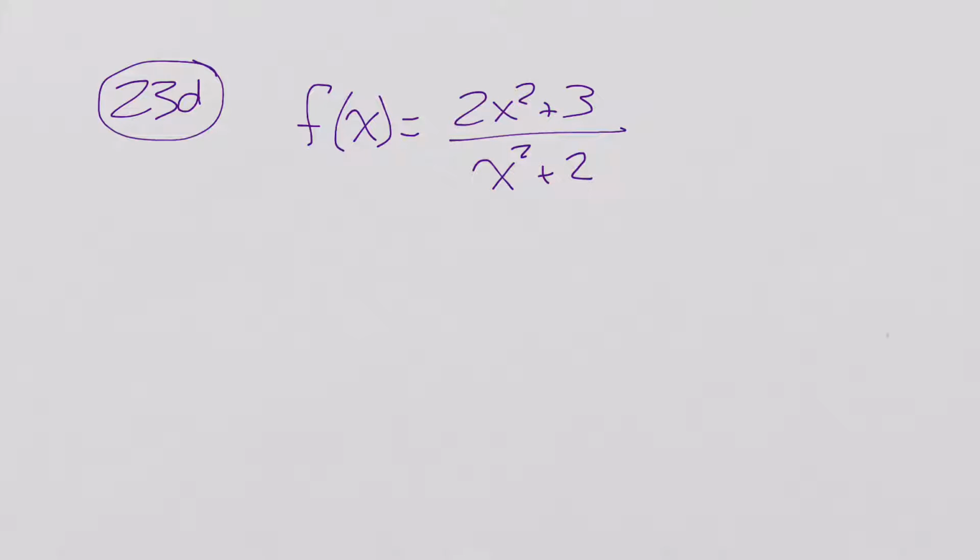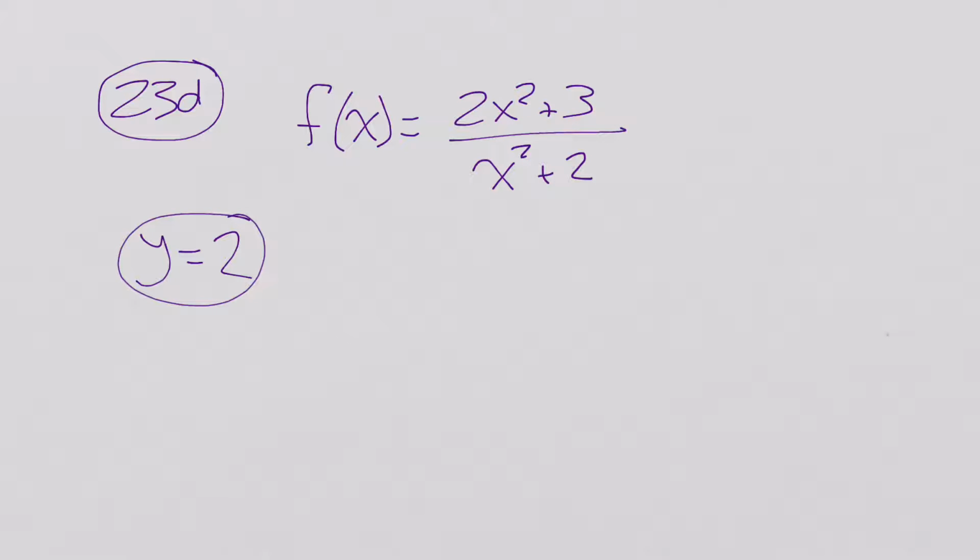Okay, this is a really weird function, 2x squared plus 3 over x squared plus 2. The reason this is really weird is because if you look at it, we have a quadratic in the top and a quadratic in the bottom, which means we'll have a horizontal asymptote at y equals the ratio of the coefficients, which means y equals 2.